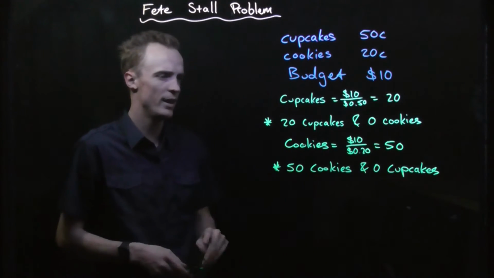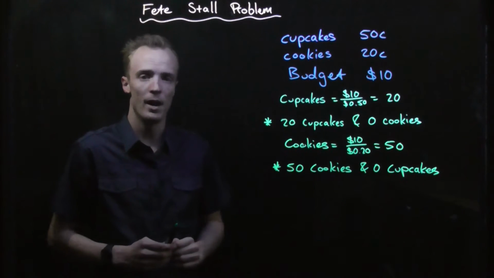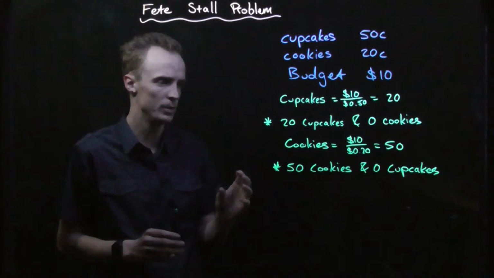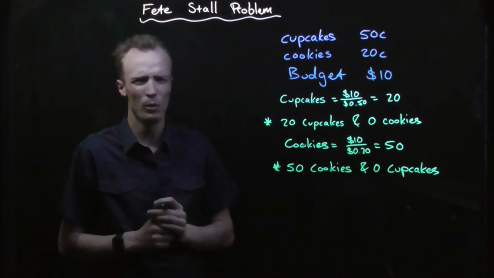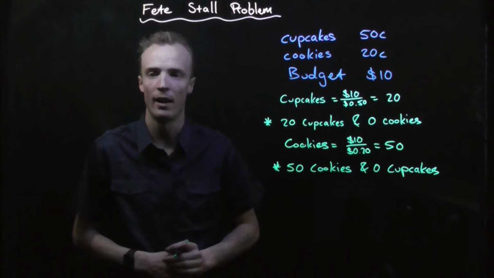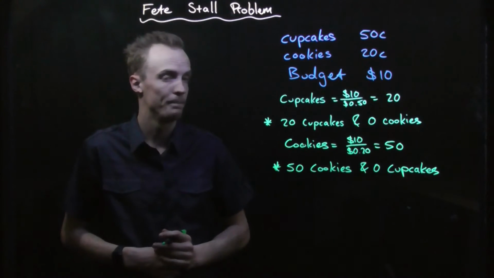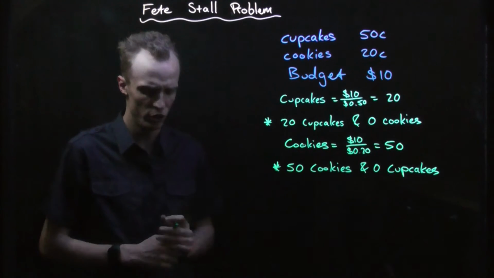So what we've found here are the two extremes that we could use to spend our budget. But most stalls generally spend their budget on a combination of each. They'll buy some cookies and some cupcakes. So what I want to know is, what different combinations could I actually buy? Because that could be useful for me when I'm setting up this stall. So let's together for a moment look for one of these other combinations.